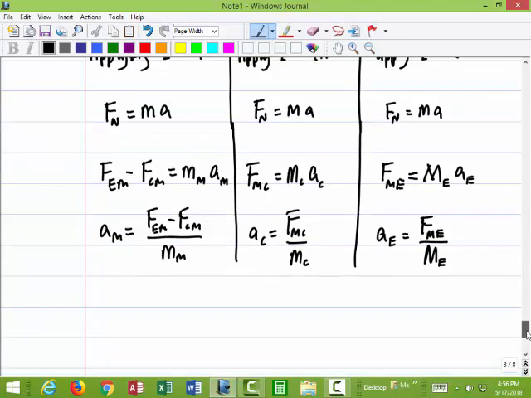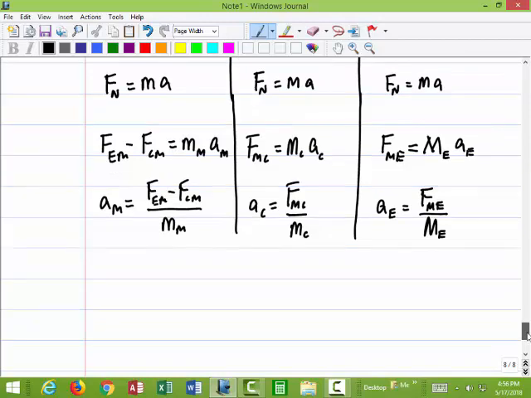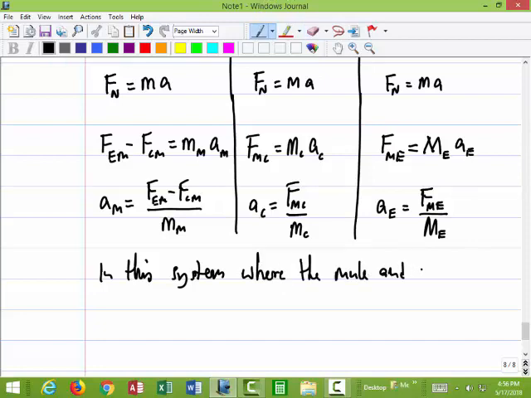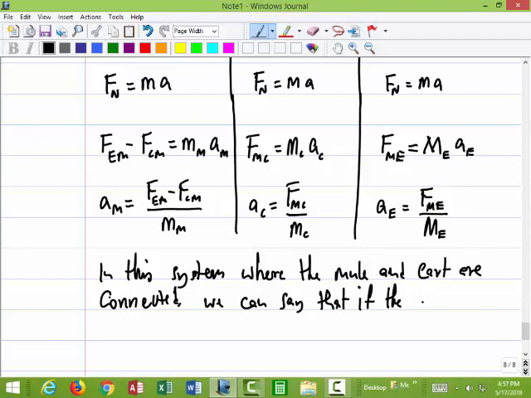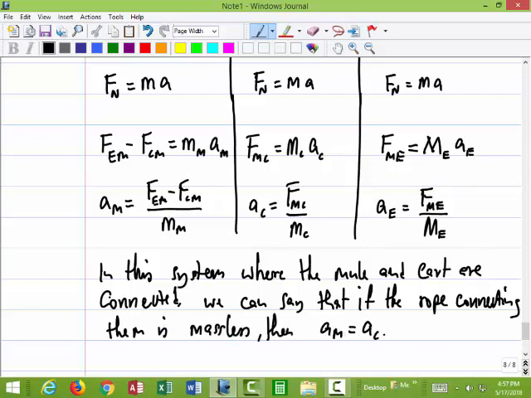So we've completed the analysis of this system of three objects: a mule, a cat, and the earth. Let's continue in this system. We can say that, in this system where the mule and cat are connected, if the rope connecting them is massless, then the acceleration of the mule is equal to the acceleration of the cat.